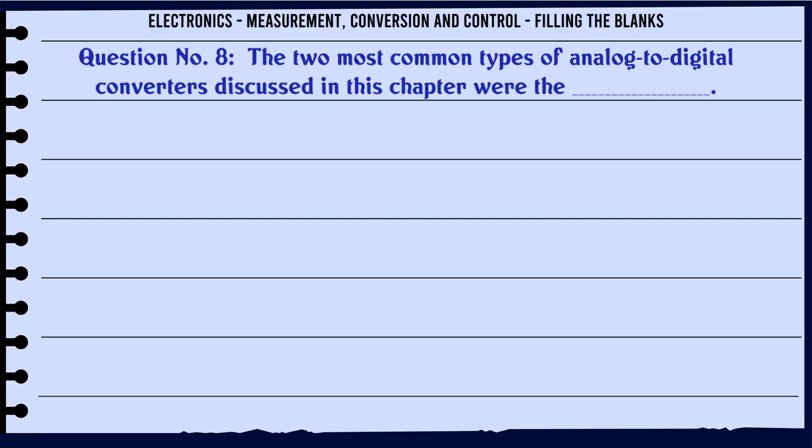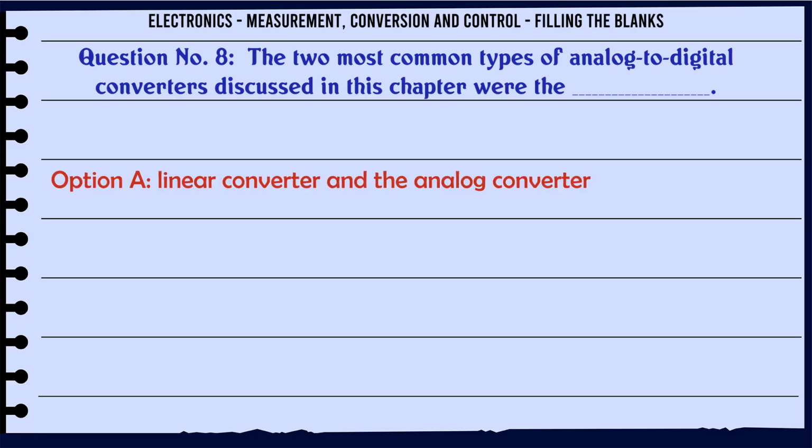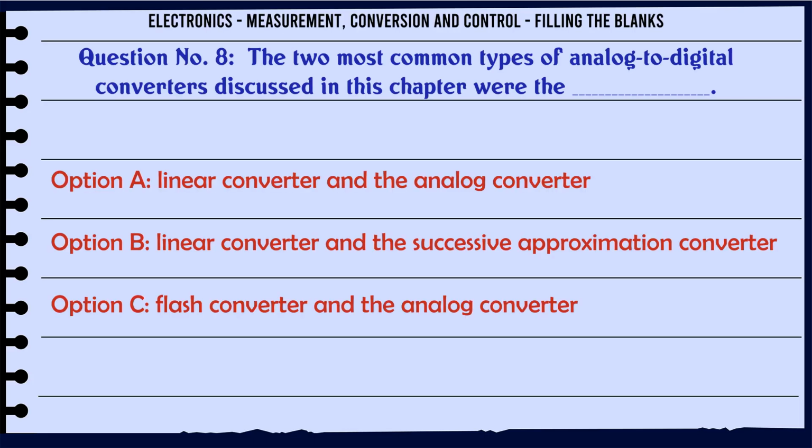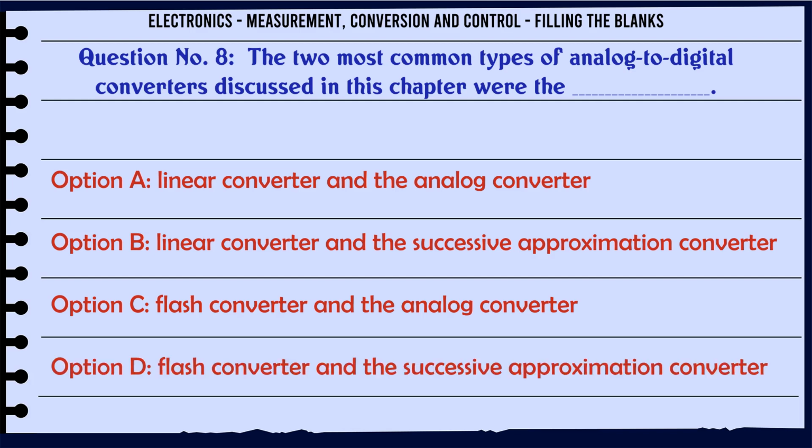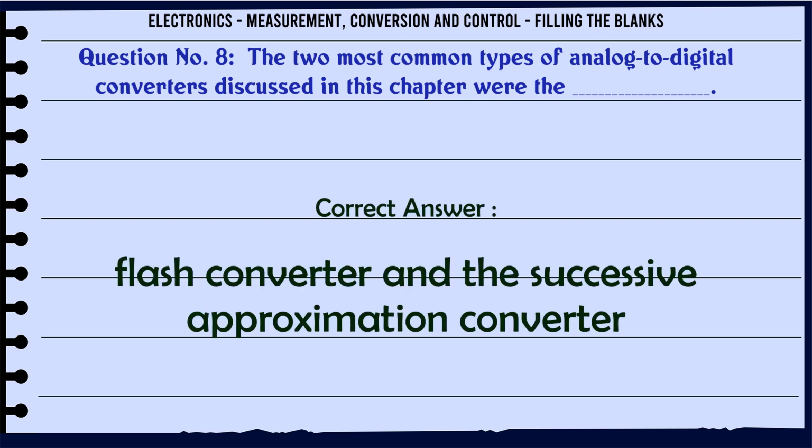The two most common types of analog to digital converters discussed in this chapter were the A. Linear converter and the analog converter, B. Linear converter and the successive approximation converter, C. Flash converter and the analog converter, D. Flash converter and the successive approximation converter. The correct answer is flash converter and the successive approximation converter.